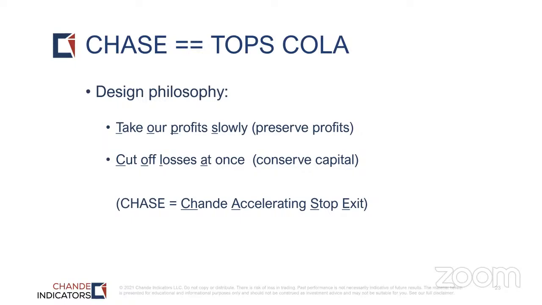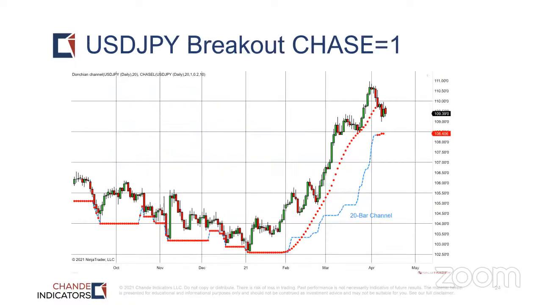At the same time, we don't really know what the market is going to do. So there's this back and forth between the unknown and yet the needs of preserving capital and capturing profits. Okay, so let's go back to the dollar yen cross rate and look at the CHASE 1 exit, where CHASE stands for Chande accelerating stop exit, with some default setting that I've called 1.